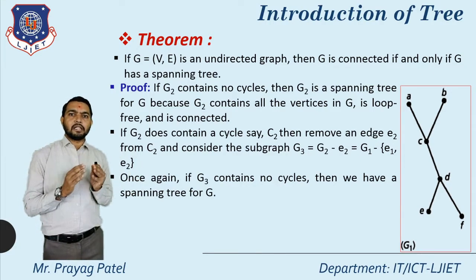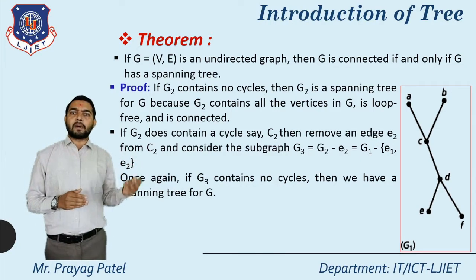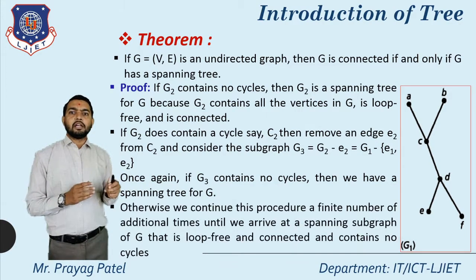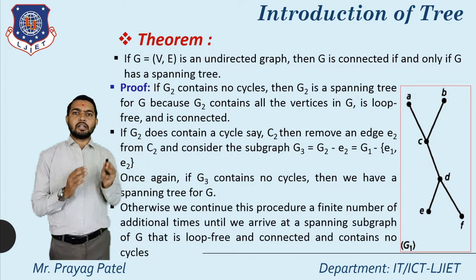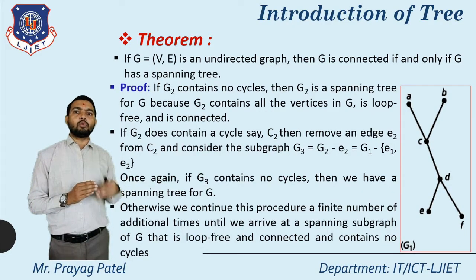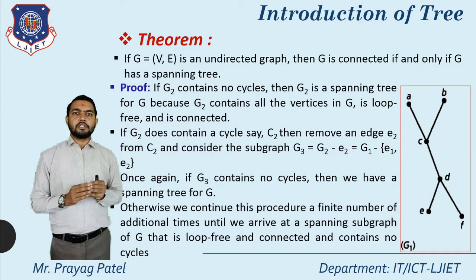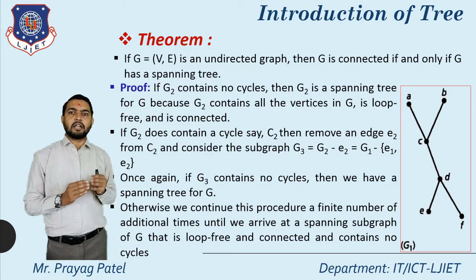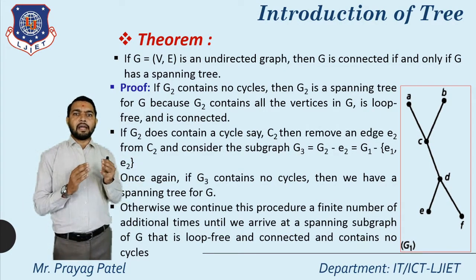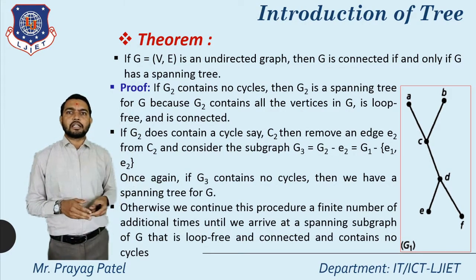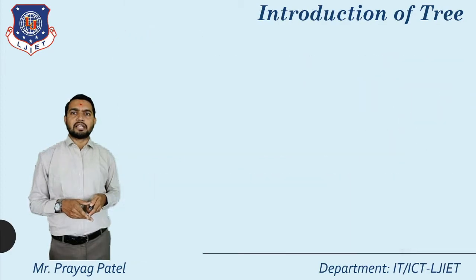Once again, if G3 contains no cycle, then we have a spanning tree G3 for the graph G. But if G3 contains a cycle, then we have to repeat this process. Otherwise, we continue this procedure a finite number of additional times until we find the spanning subgraph of the graph G. So this is the theorem, and the proof of this theorem is like this.